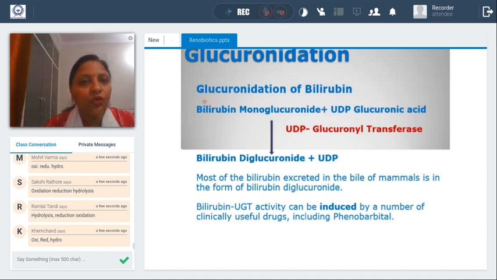Here you can see the glucuronidation of bilirubin. Bilirubin monoglucuronide plus UDP glucuronic acid, again the enzyme is UDP glucuronyl transferase, converts into bilirubin diglucuronide plus UDP. Most of the bilirubin excreted in the bile of mammals is in the form of bilirubin diglucuronide. You all know. This bilirubin UGT activity can be induced by a number of clinically useful drugs like phenobarbital.